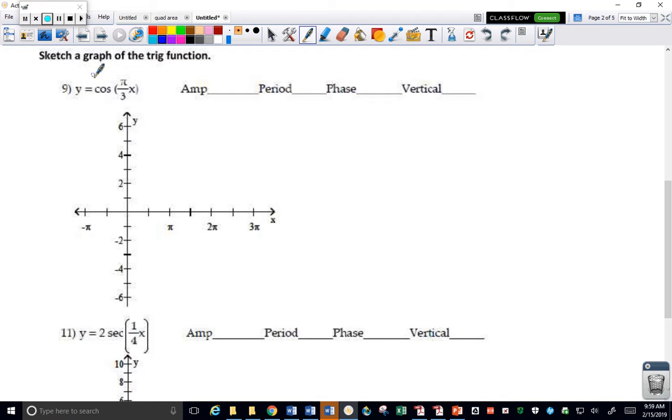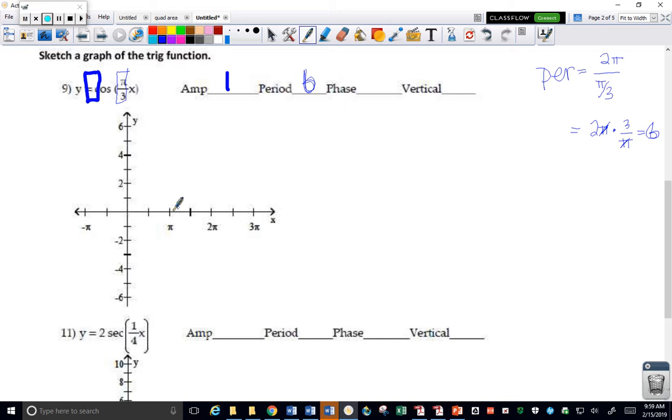Okay, the amplitude comes from the number in front of cosine, which is nothing, so it's got a 1. The period for cosine is 2 pi divided by this. So let's do our calculations real quick. 2 pi divided by pi over 3. When we divide by a fraction, that's the same as multiplying by the reciprocal. So pi over 3, we multiply by 3 over pi, and your pi's cancel out. So this thing has a period of 6.